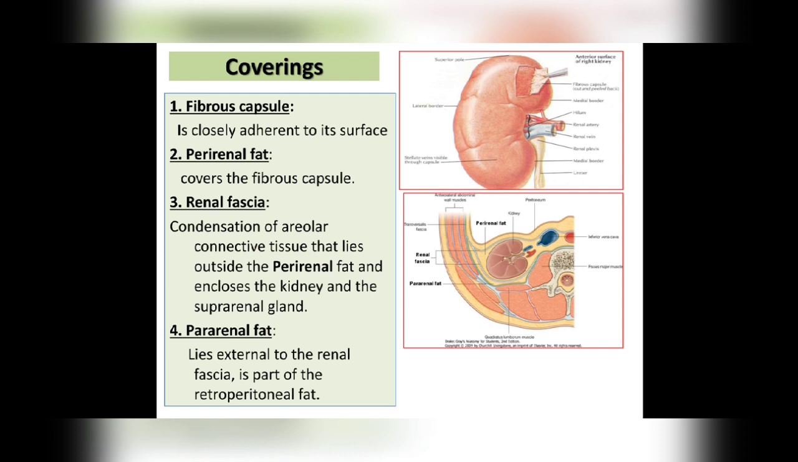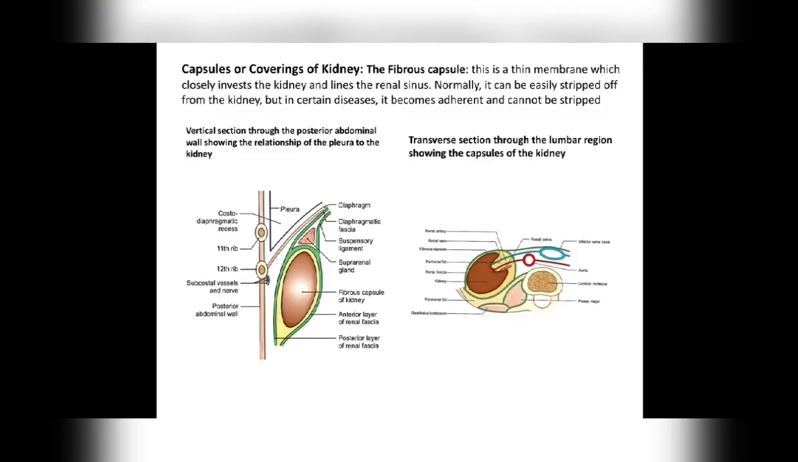Coverings of kidney. Fibrous capsule. It is closely adherent to its surfaces. Perirenal fat covers the fibrous capsule. Renal fascia. It is a condensation of areolar connective tissue that lies outside the perirenal fat and encloses the kidney and the suprarenal gland. Pararenal fat lies external to the renal fascia and is part of the retroperitoneal fat.